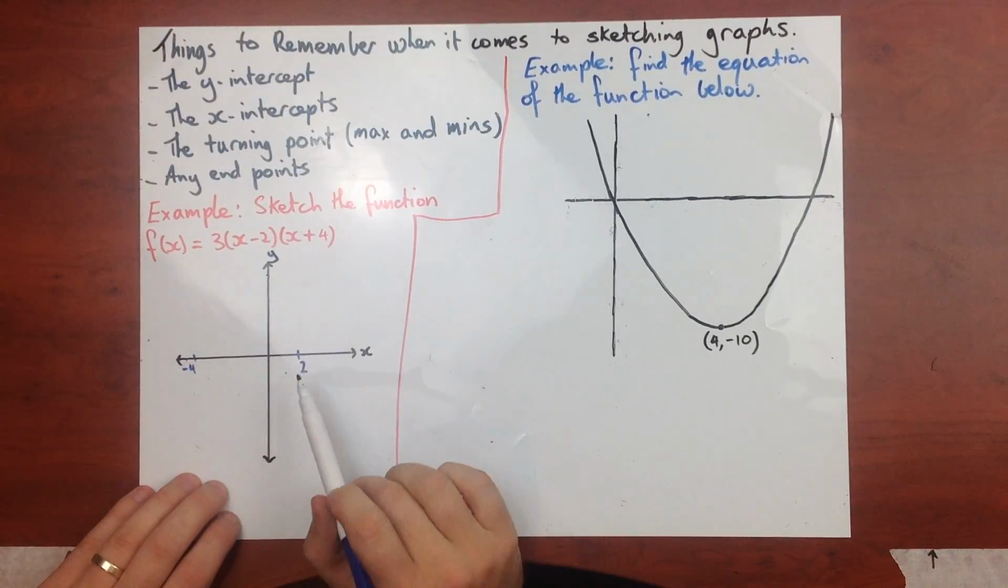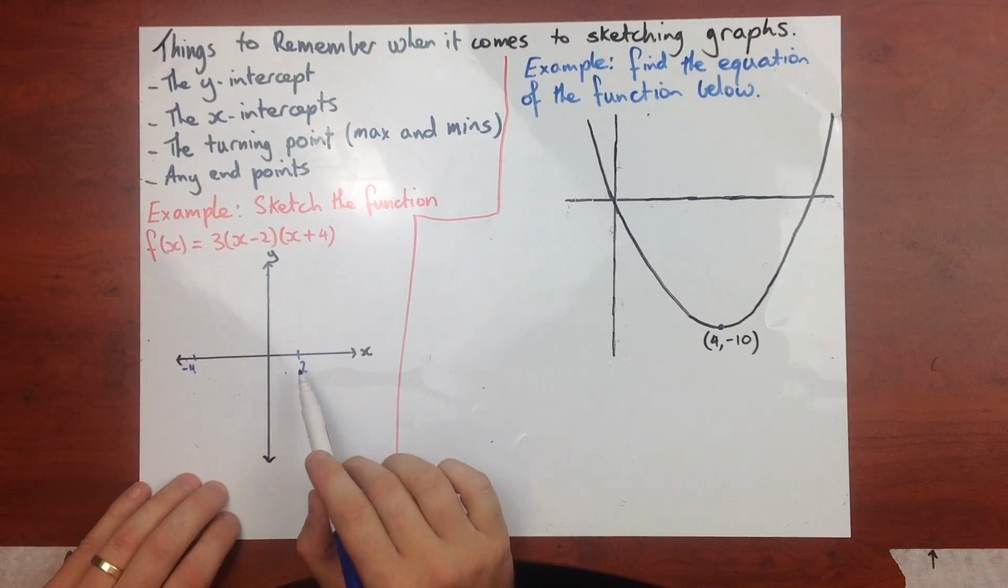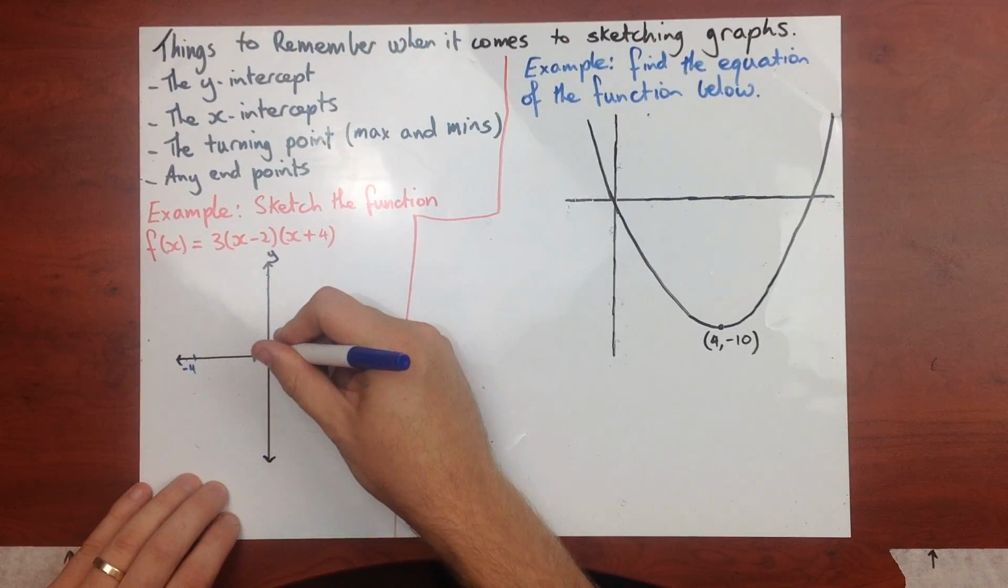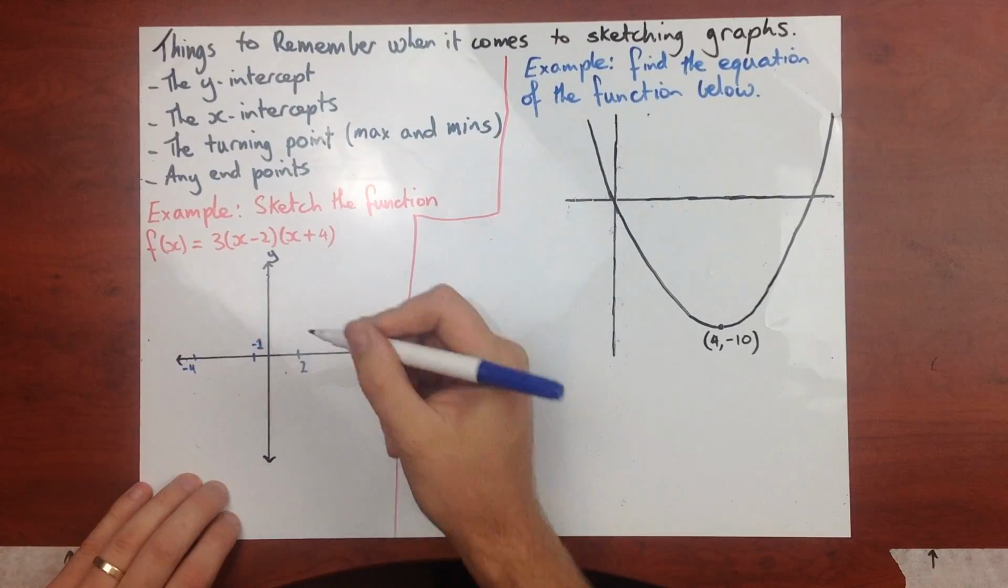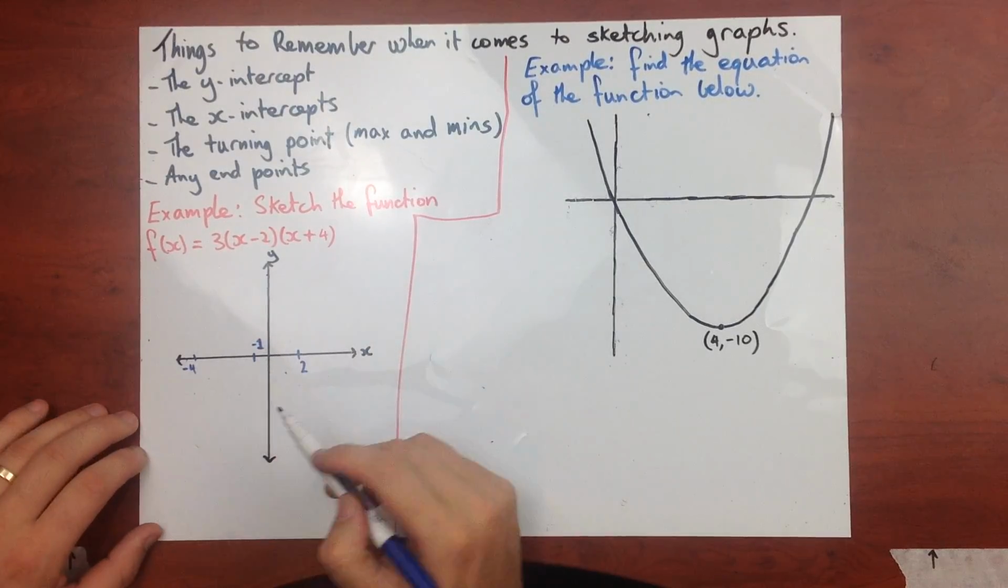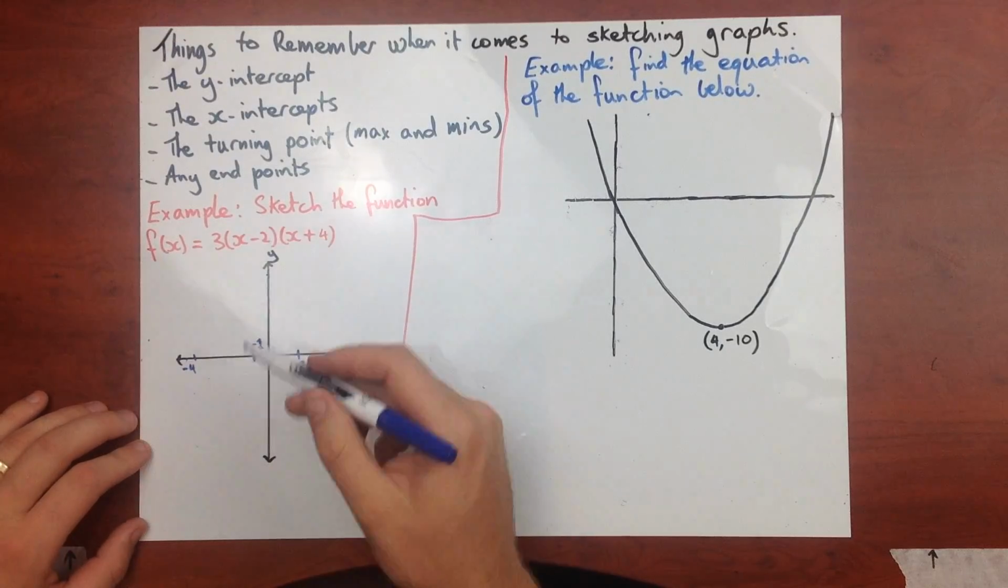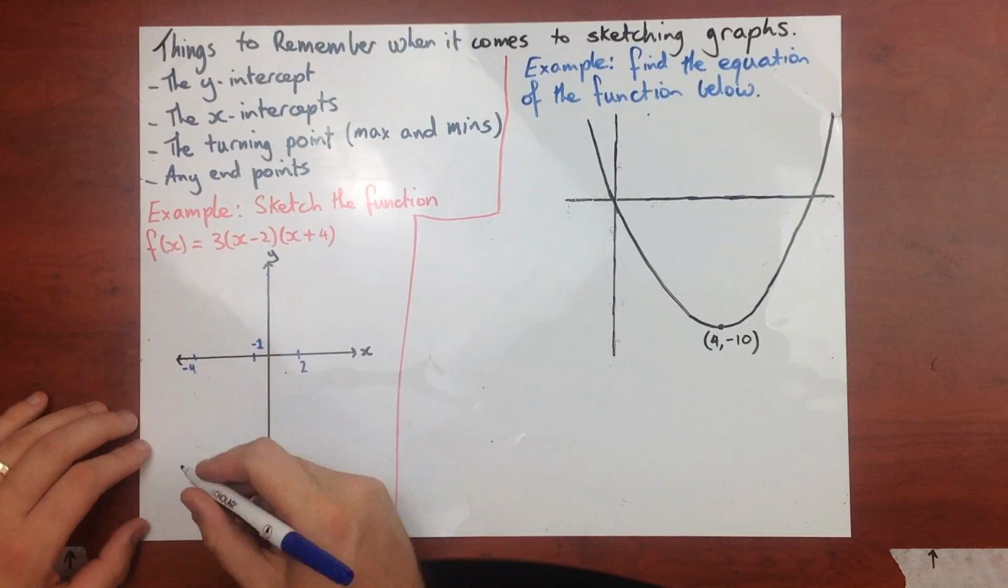Well, remember, our turning point is going to be halfway between these two. Halfway between -4 and 2 is going to be -1. Now we don't actually know what the y value of our turning point is, so we need to sub this -1 back into our equation.